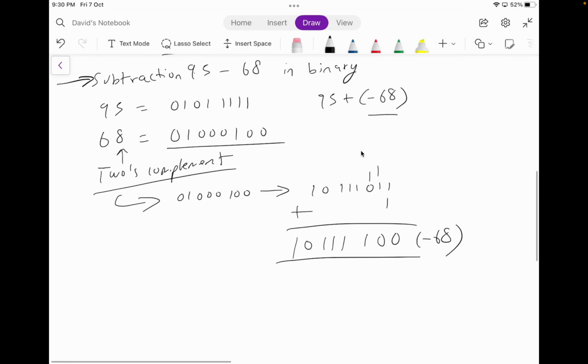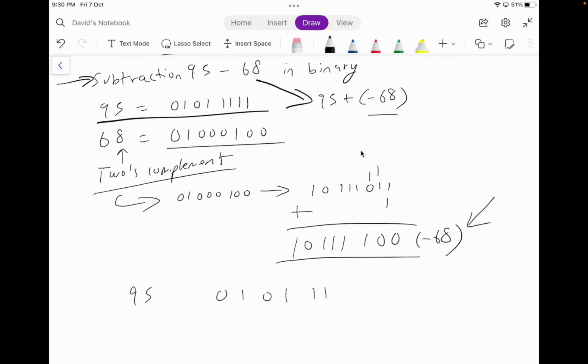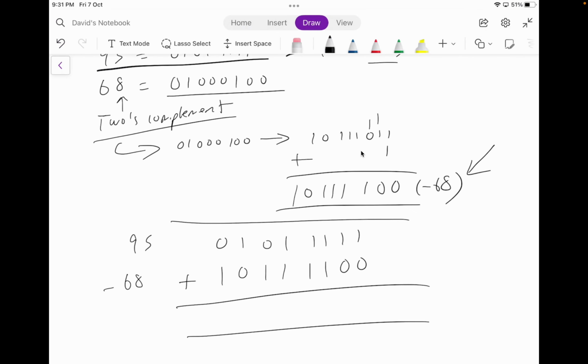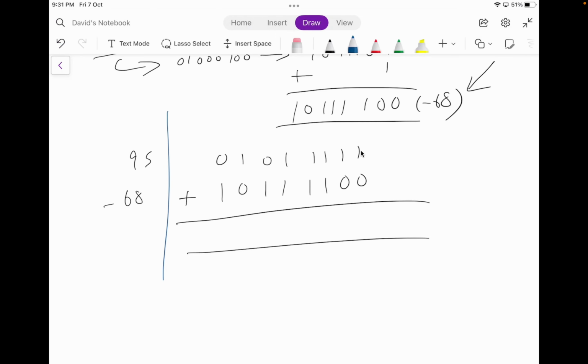Since we have to do subtraction, we know that it's going to be equivalent to 95 plus minus 68. So all we do is add 95's binary value with minus 68's binary value. So you have 95, I'm just going to write it down here: 01011111, and we know that minus 68 is going to be 10111100. All we do is add these two values together. I'm going to put a separation line there so that we can see the difference, and we're going to get 1 plus 0 is 1, 1 plus 1 is going to be 0, carry 1.